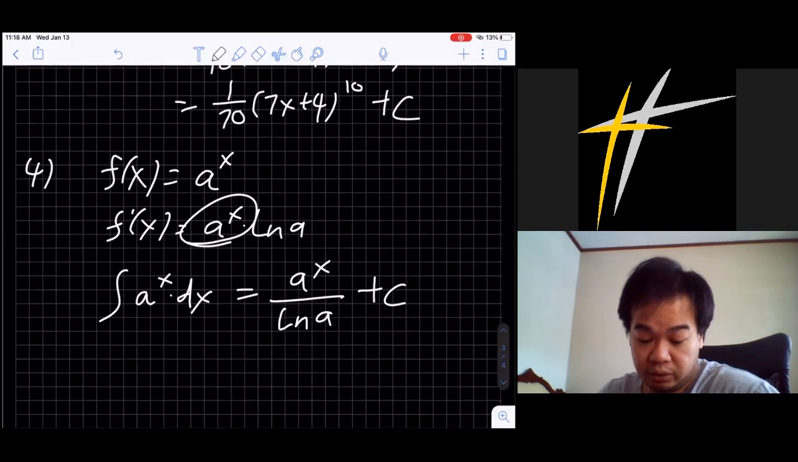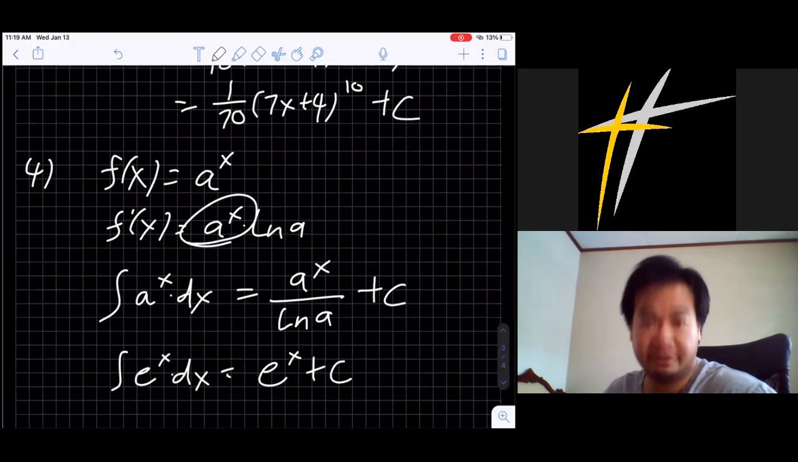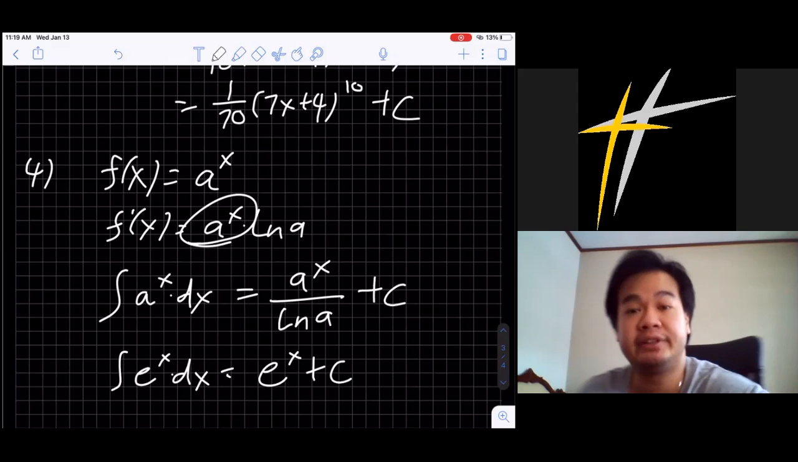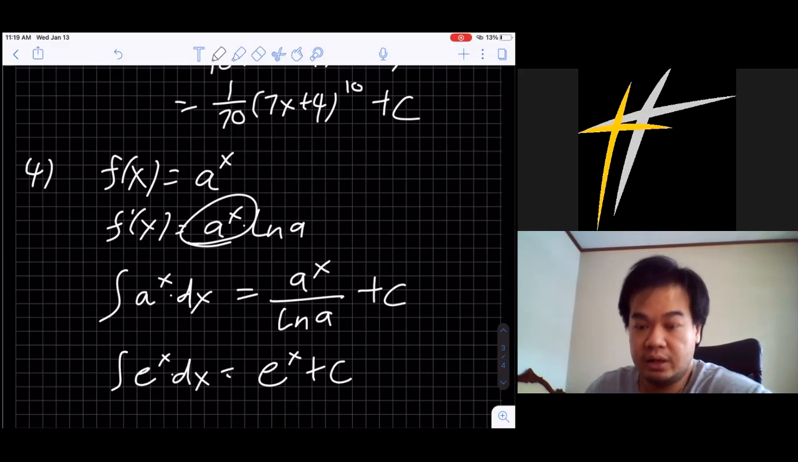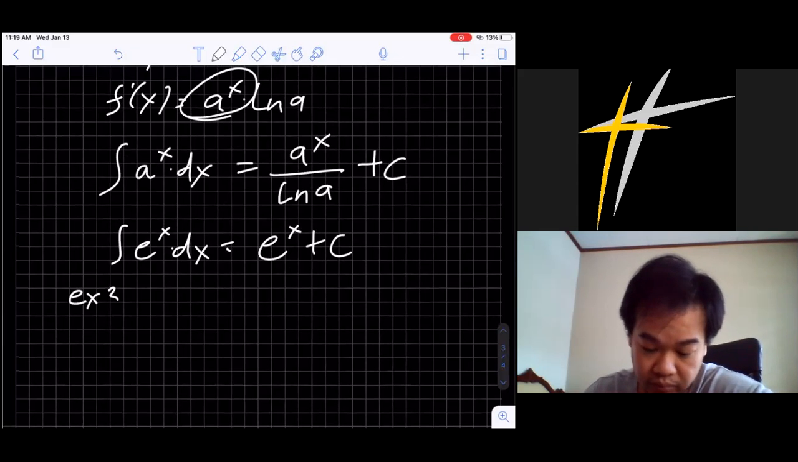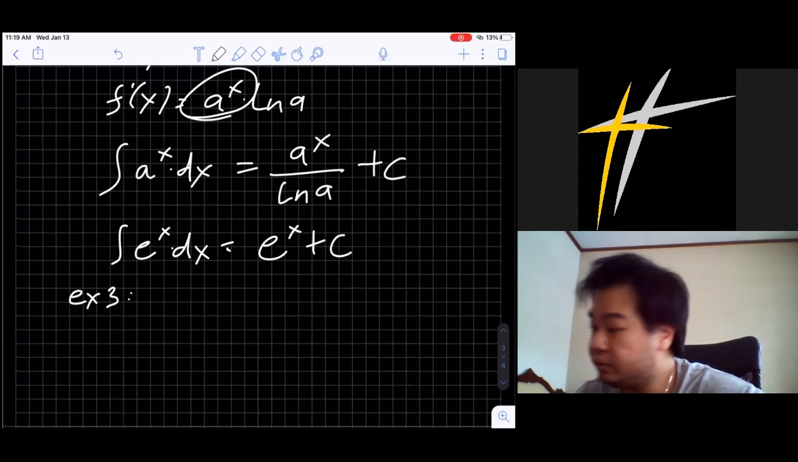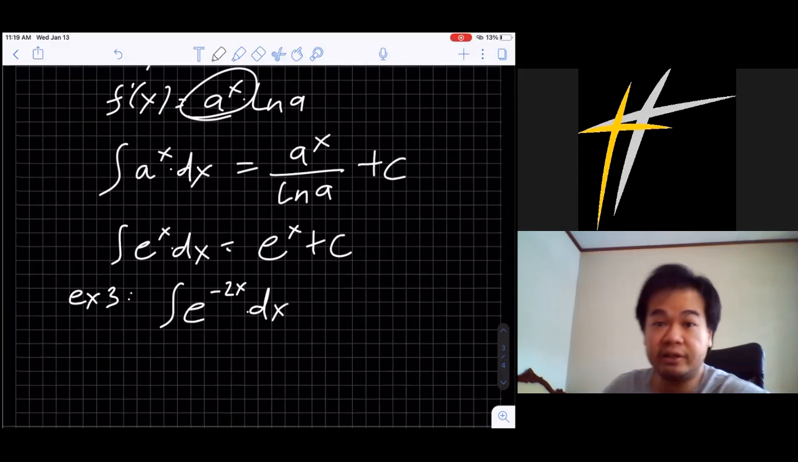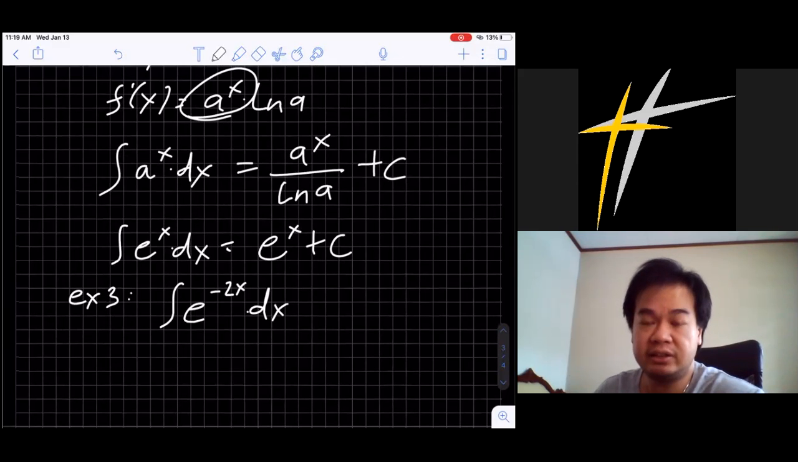So the integral of e power of x dx will be e power of x itself, because the derivative of e power of x is e power of x, so of course the integral is also e power of x. Okay. Now let's see example 3. Example 3, the integral of e power of negative 2x dx. Again, be careful. This is a composite function.